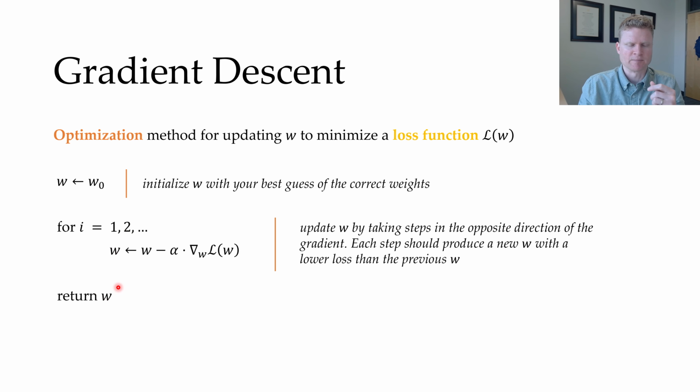And then I finally return my final guess of what I think these weights should be. The key equation's right here, and this is the equation that I'm using to update W. Now, this equation takes in my current guess of what I think W should be, and it updates it using the gradient. Specifically, I'm moving in the opposite direction of the gradient. Each time I go through this for loop, I should be getting a new value of W that has a lower loss than my previous value.